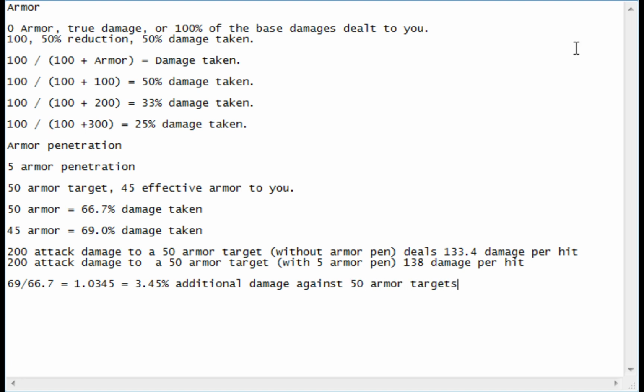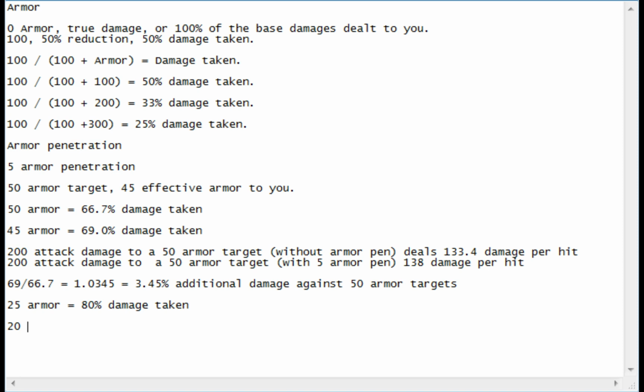Now, there's something that I want to point out here. The less armor the person has, the higher this percentage will be. So let's look at a 10 armor target, just for the sake of proving this math. Actually, no, 25 armor. 25 armor is the easiest with math. So let's look at 25 armor. They now take 80% of the damage because it's 100 over 100 plus 25, or 1 over 1.25, or 80%.